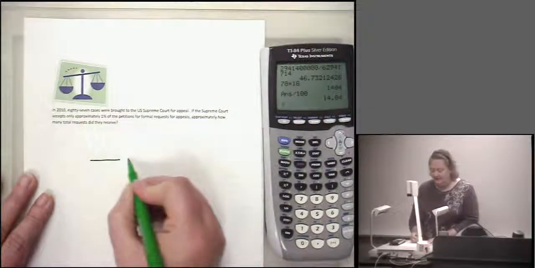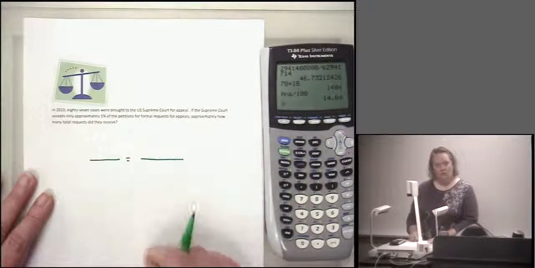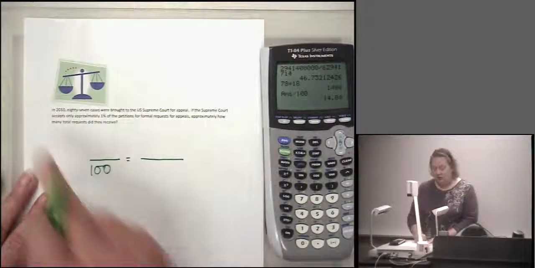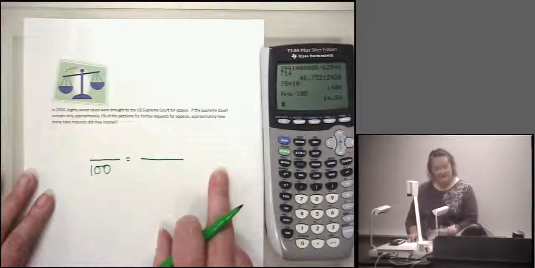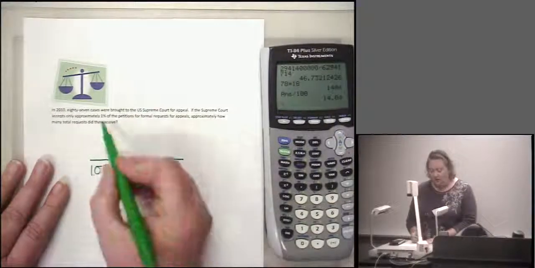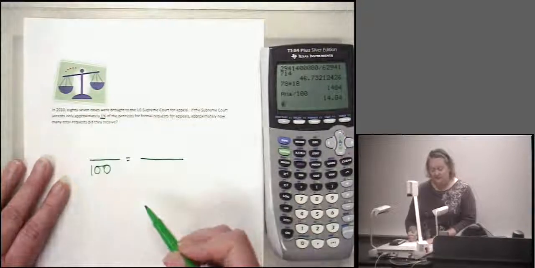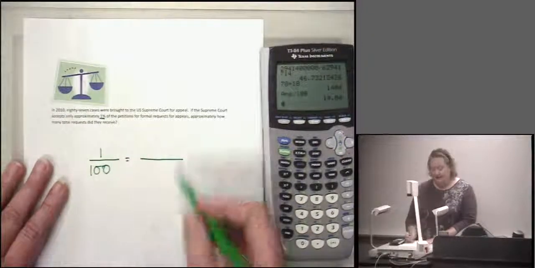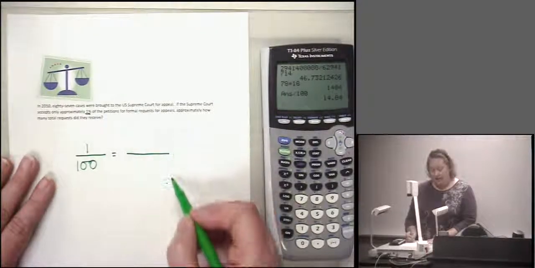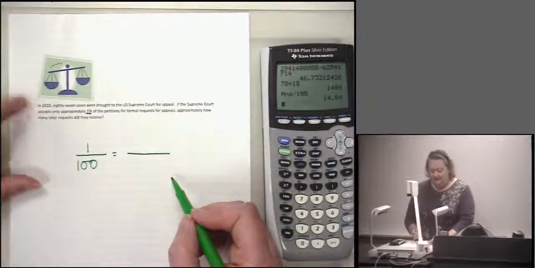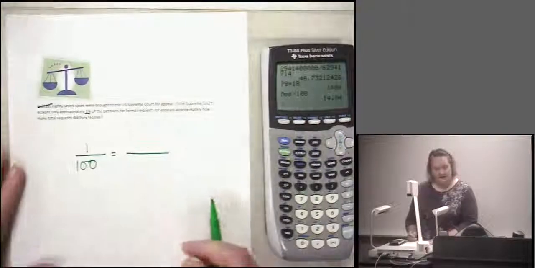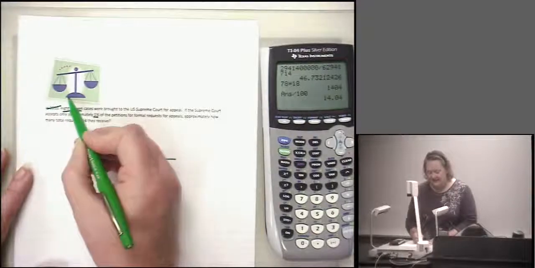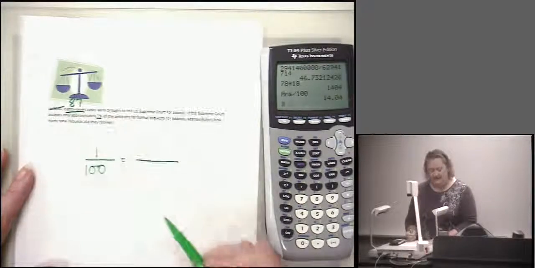So in this case, again, we set up our proportion, put it over 100, and look for the percent in our problem to see if that's what we're looking for. Well, it tells us that 1% of the petitions are accepted. So that'll be 1 over 100. Then we're looking for a part and a whole. Well, 2010 is not going to be a number. And then it says 87. Now notice the 87 is written out, but it is a number.